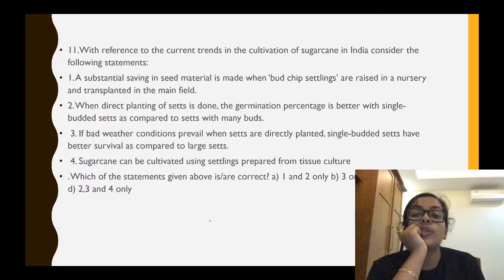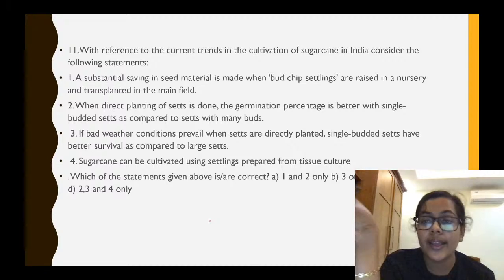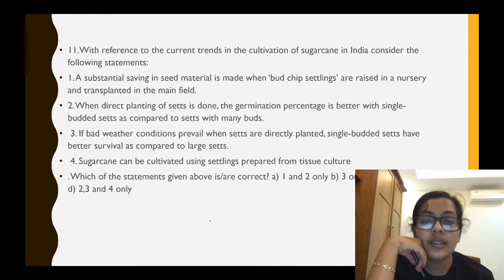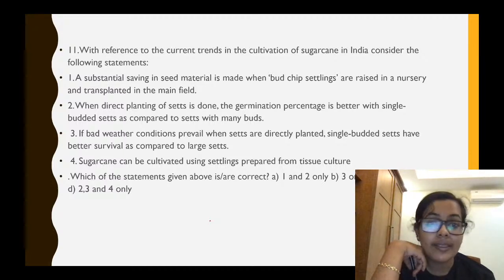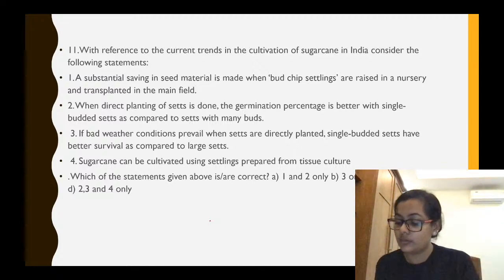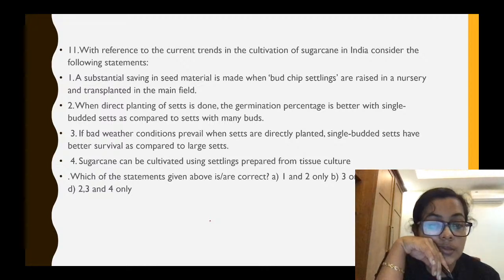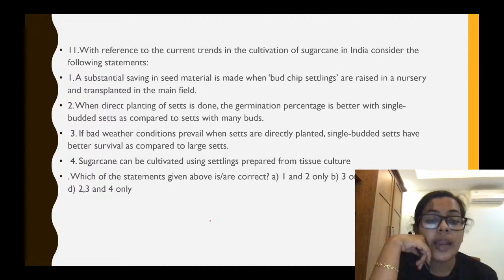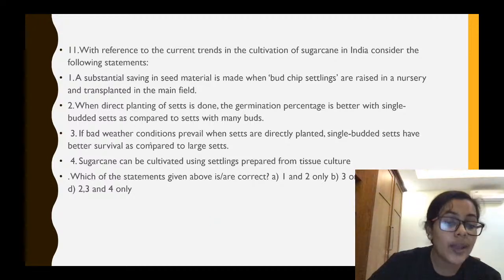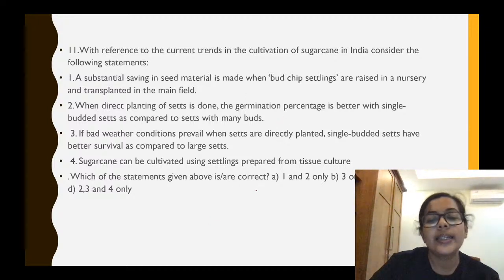With reference to current trends in cultivation of sugarcane in India, consider the following statements. A substantial saving in seed material is made when budded chips are raised in a nursery and transplanted. When direct planting of setts is done, germination percentage is better with budded chips as compared to others. If bad weather conditions prevail and setts are directly planted, settlings have better survival as compared to large setts. Sugarcane can be cultivated using settlings prepared from tissue culture. The question: how to answer it?